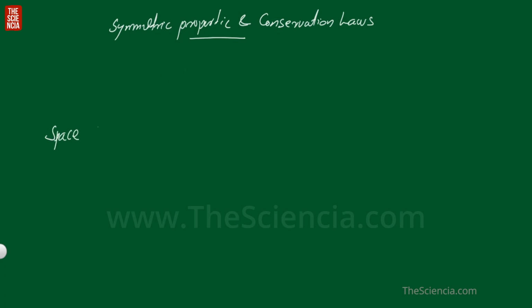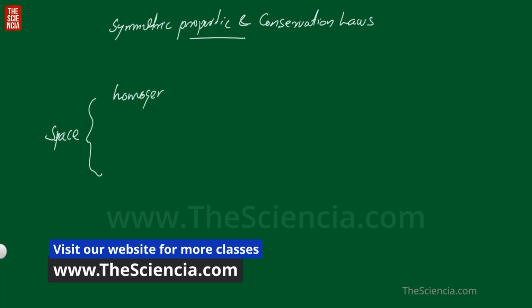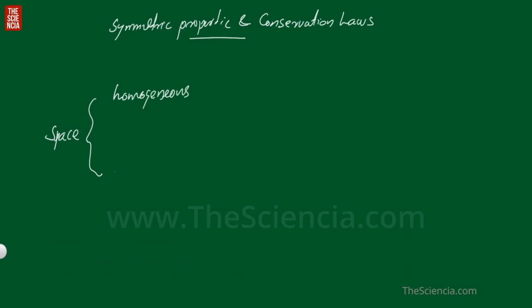Next we are going to discuss symmetric properties and conservation laws. First I am taking space, and the space may be homogeneous or it may be isotropic. What is meant by homogeneity of space? The definition is like this: any point in space is equivalent to any other point of space. That means the space looks the same.